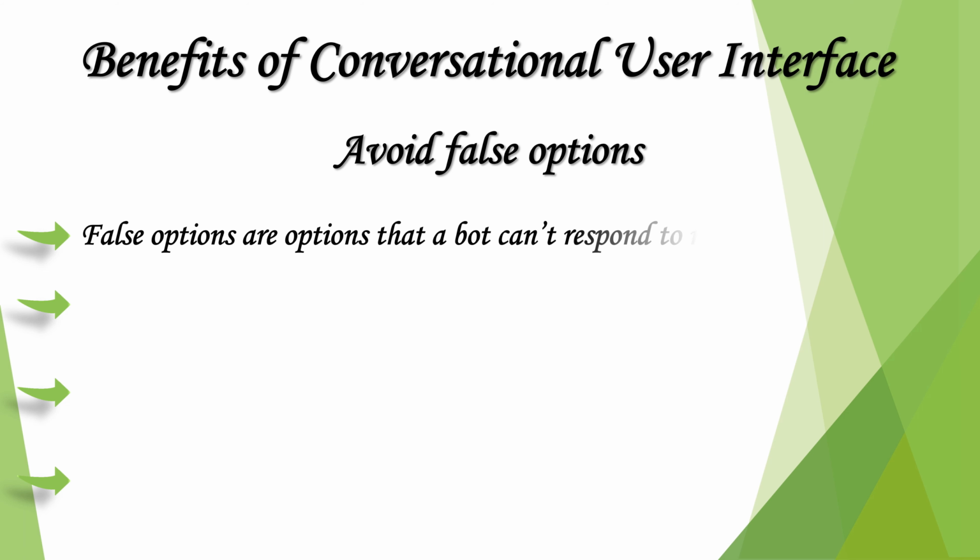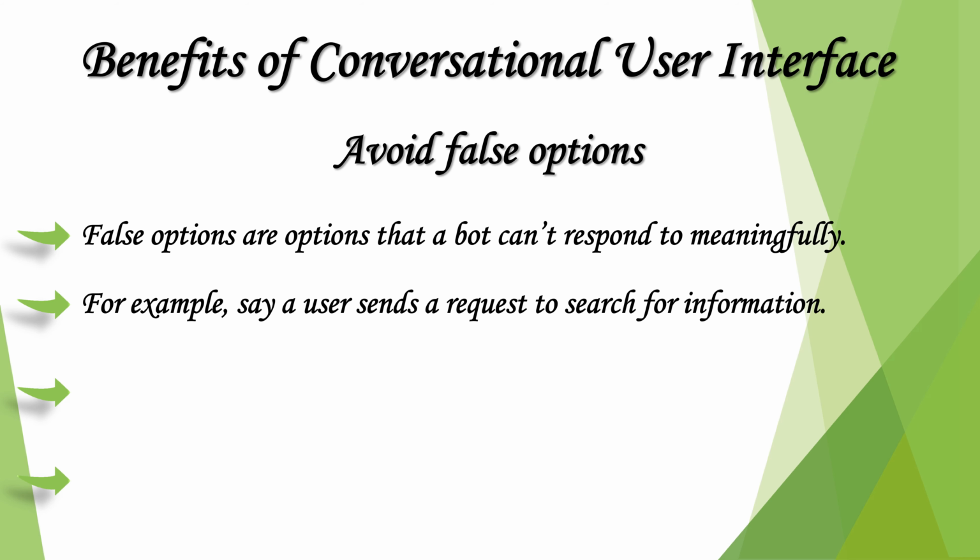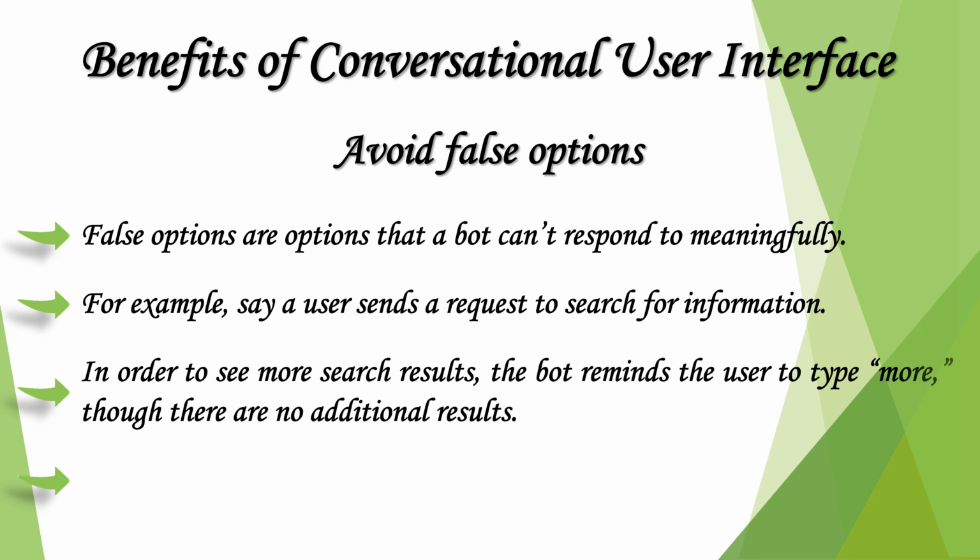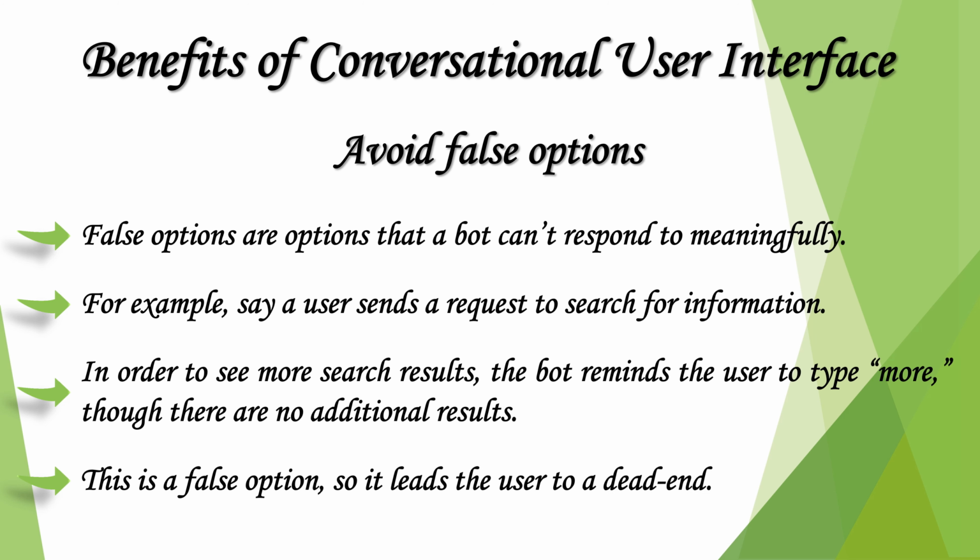Avoid false options. False options are options that a bot can't respond to meaningfully. For example, say a user sends a request to search for information. In order to see more search results, the bot reminds the user to type more, though there are no additional results. This is a false option, so it leads the user to a dead end.